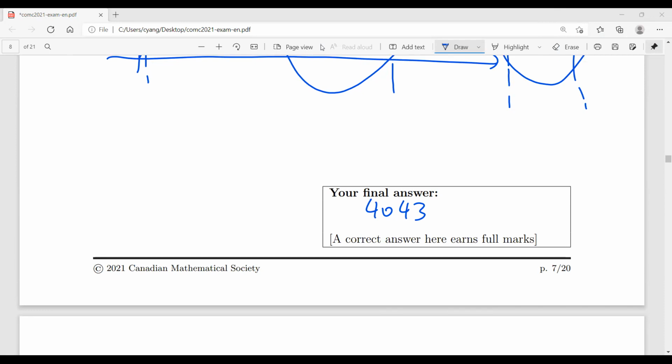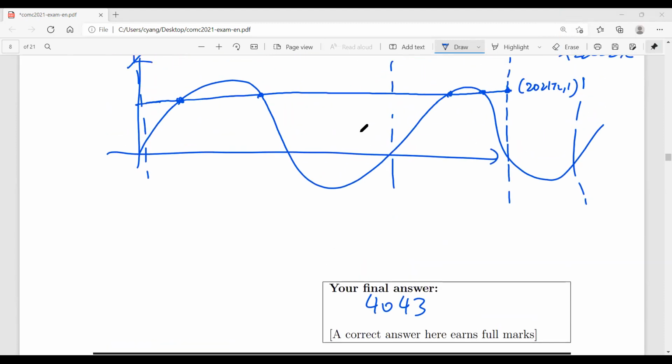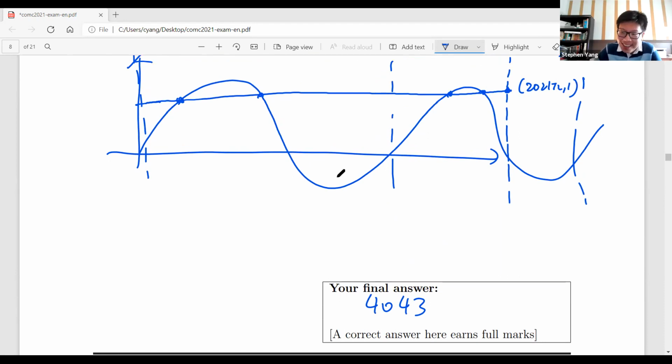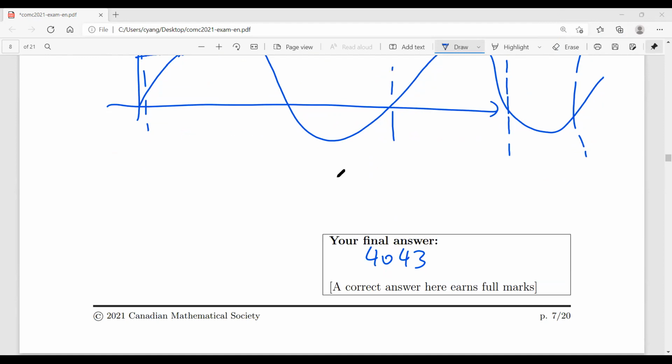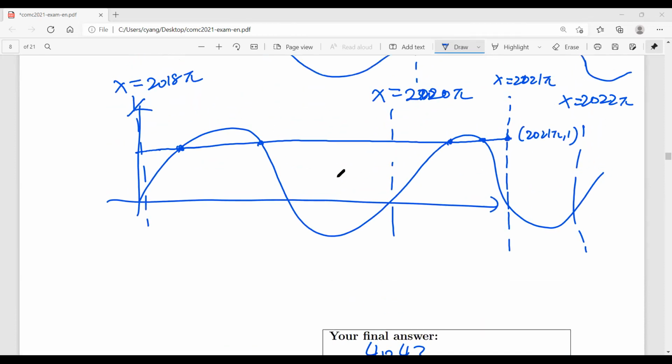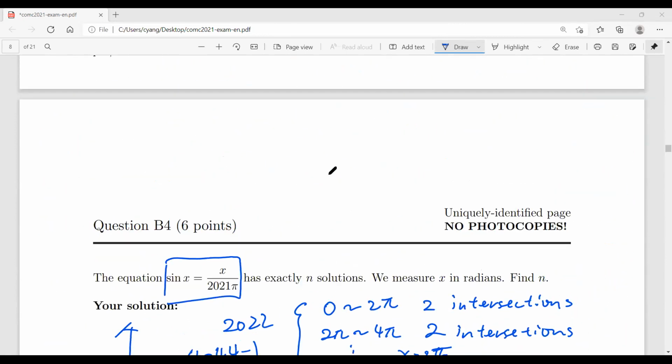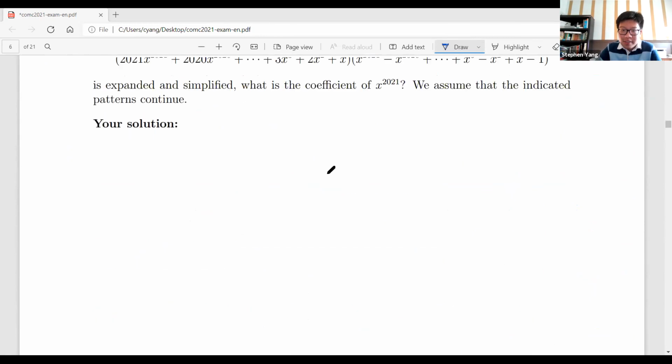It's not the 2021? Oh, sorry? It's not the 2021? The final answer? I'm sorry? The final answer is not 2021 because from 0 to 2022, there were only... Oh, yeah. Okay. Thank you. Okay. Well, then look at question B2.